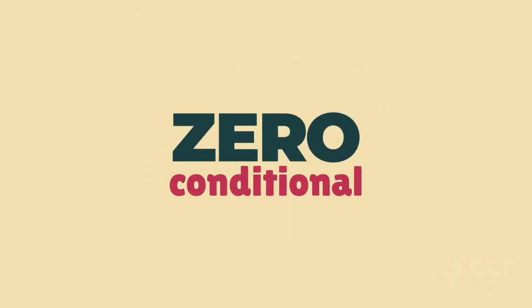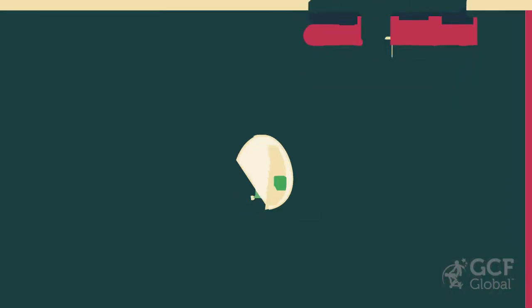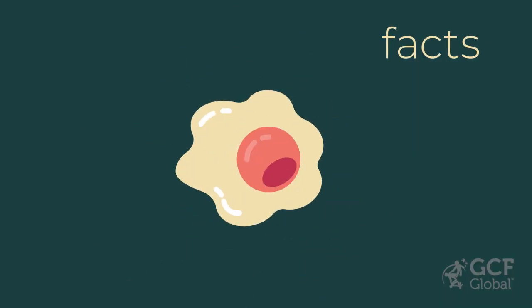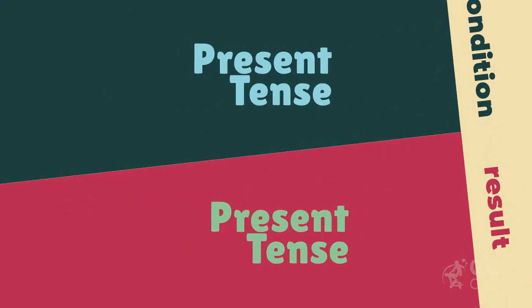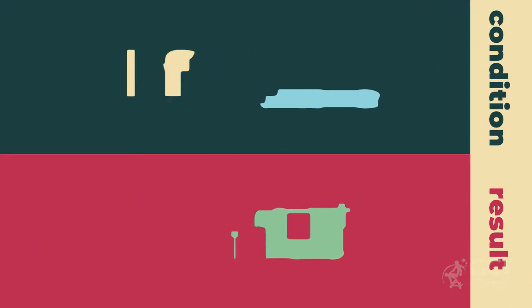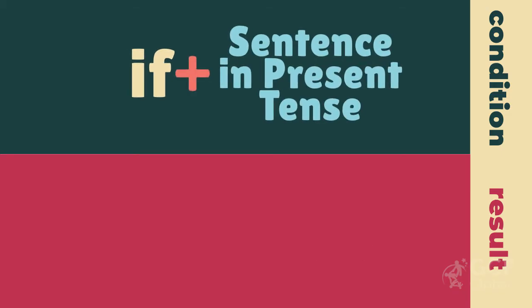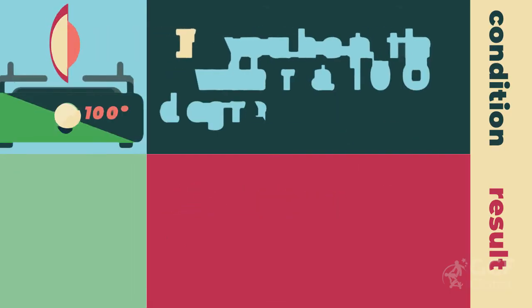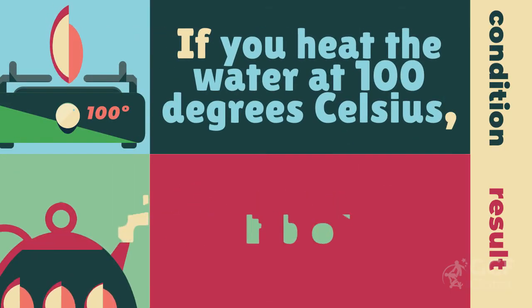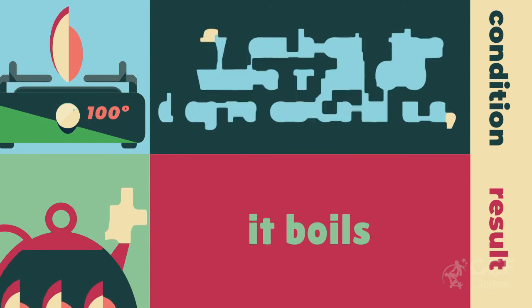Zero conditional. We use this conditional to talk about facts. Both in the first and second clause, the verb goes in the present tense. The formula is if plus sentence in present tense plus comma plus sentence in present tense. If you heat the water at 100 degrees Celsius, it boils.